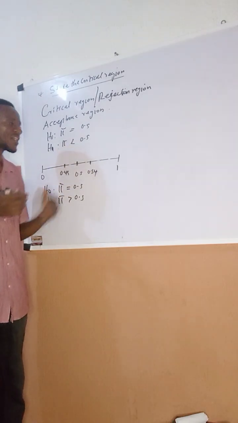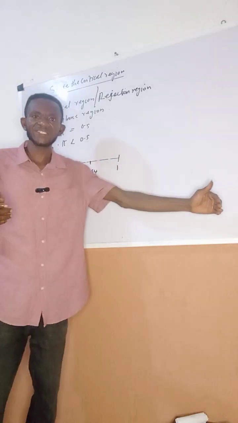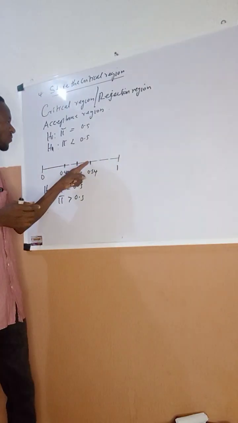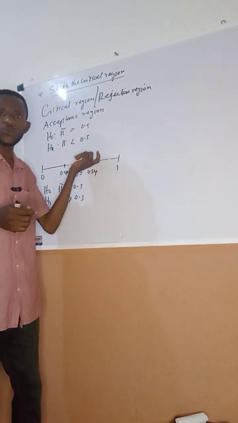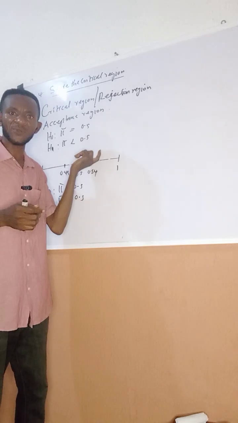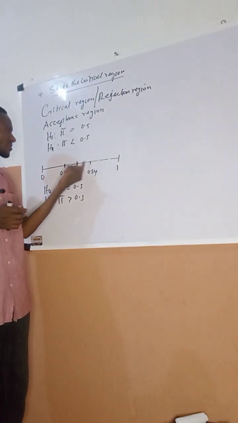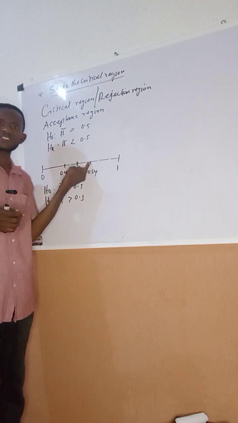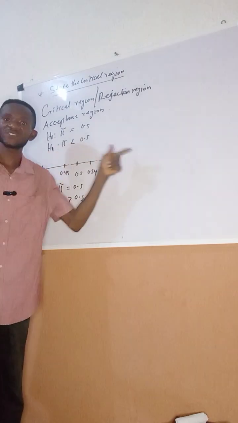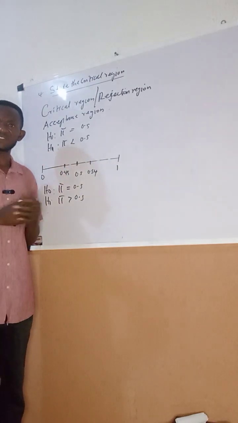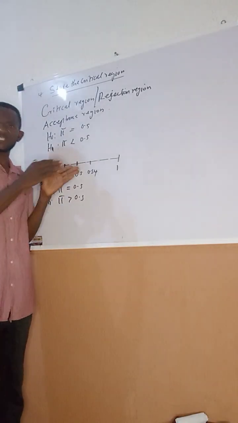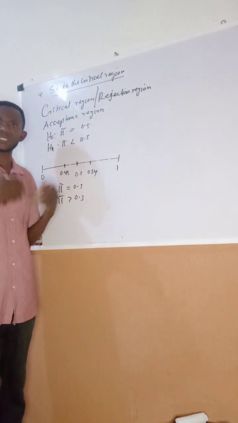Therefore, if you calculate the value of the test statistic and it lies between 0.54 and 1, you are going to reject the null hypothesis. But if it now lies between 0.5 and 0.54, you end up accepting the null hypothesis. This, of course, is what we call the critical region and the acceptance region.